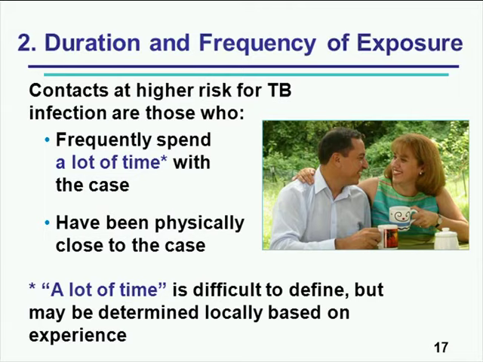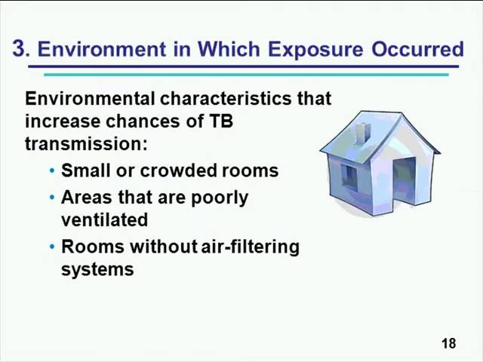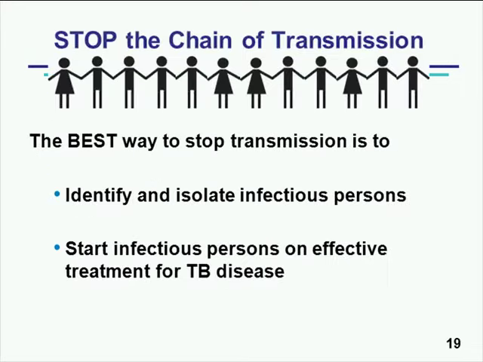Regarding the environment of where exposure occurred, the environmental characteristics that increase chances of TB transmission usually are found in small, crowded rooms with poor ventilation and rooms without air filtering systems. So essentially, we strive to stop the train of transmission, and the best way to do this is to identify and isolate infectious or potentially infectious patients and start effective treatment.